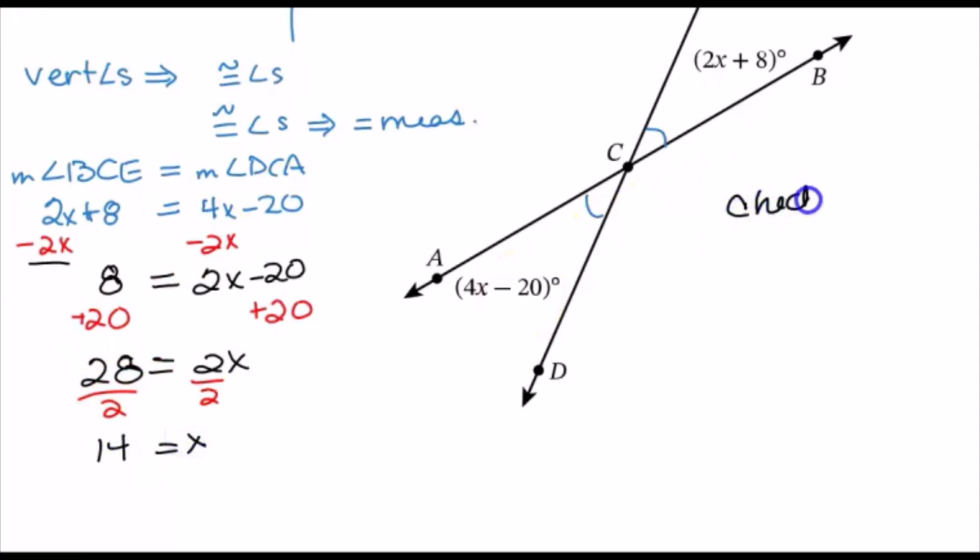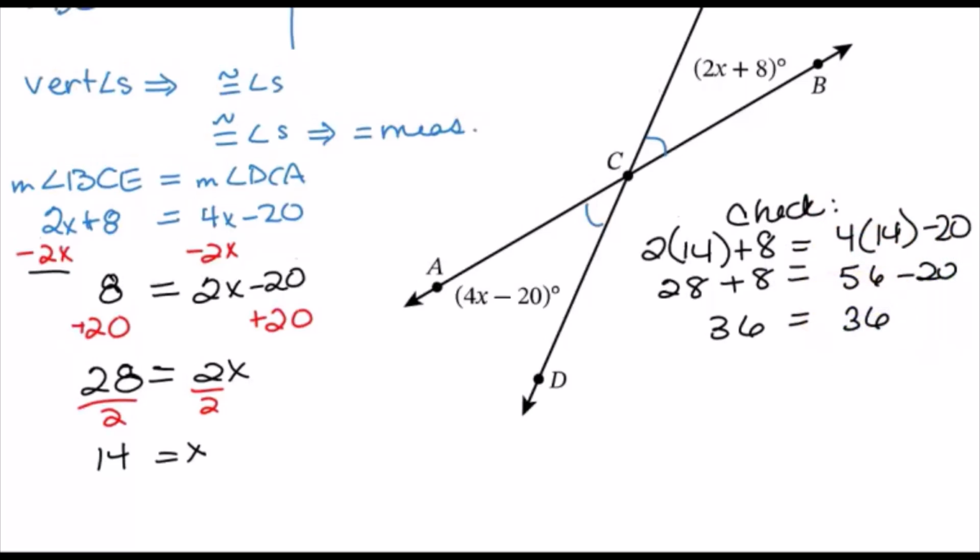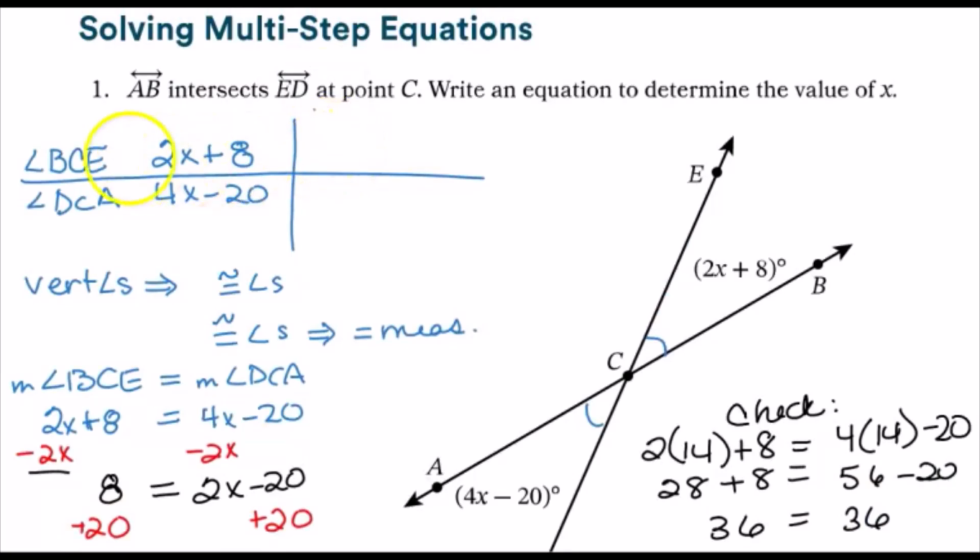So I want to check my work. Wherever there's an x in the original equation, I'm going to substitute the 14. So I have 2 times 14 is 28, plus 8, that's 36, and 4 times 14 is 56, minus 20, that's also 36. So that is a true statement. My work is correct, and now I know that angle BCE is 36 degrees, and DCA is 36 degrees.